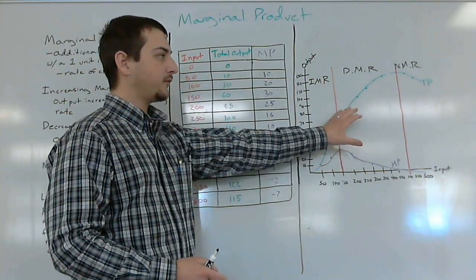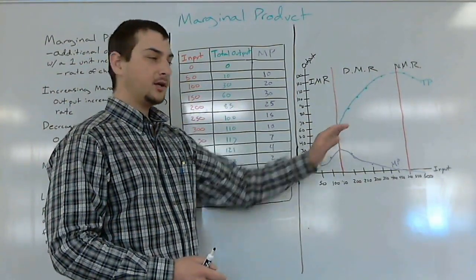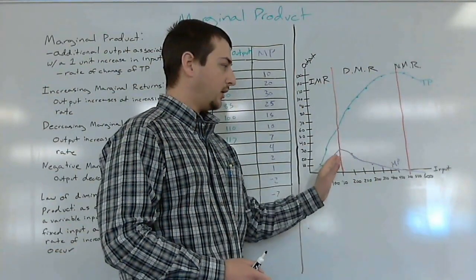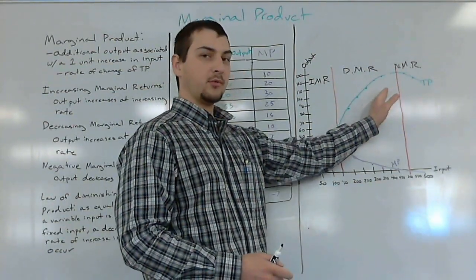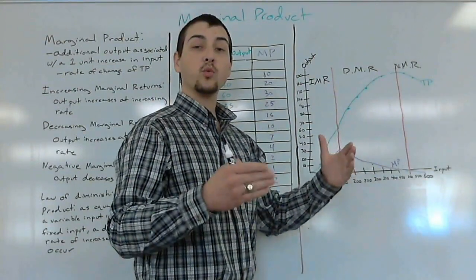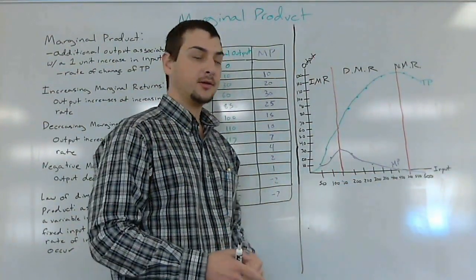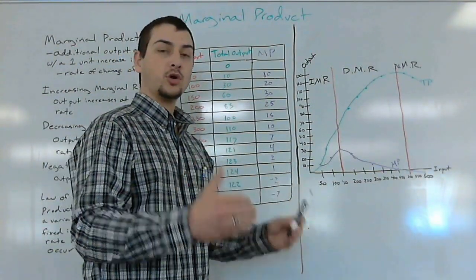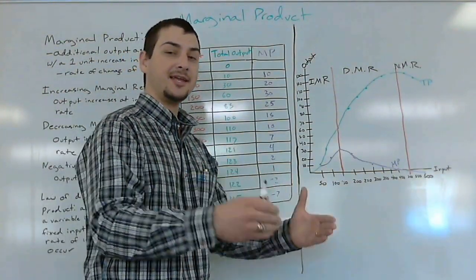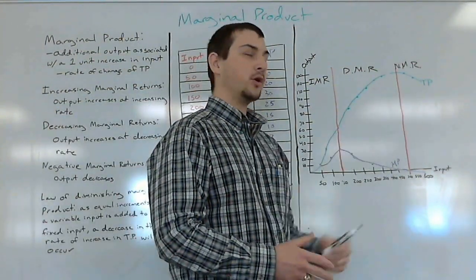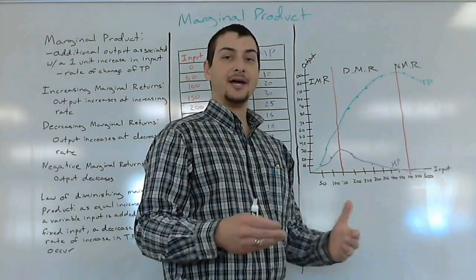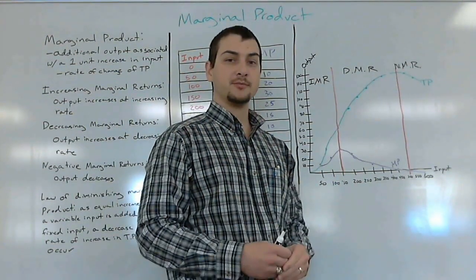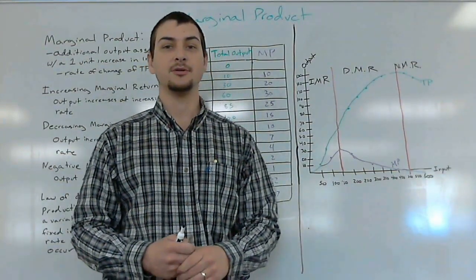So as we put this graph on this board, now we can see both the rate of change and the total product. While the total product in the decreasing marginal returns is increasing, the rate at which it's increasing is falling. Whereas in the increasing marginal returns, the rate at which the total product is increasing is actually increasing. And then over here, negative marginal returns is where the total product actually begins to fall, where the returns become negative and the output actually begins to decrease.